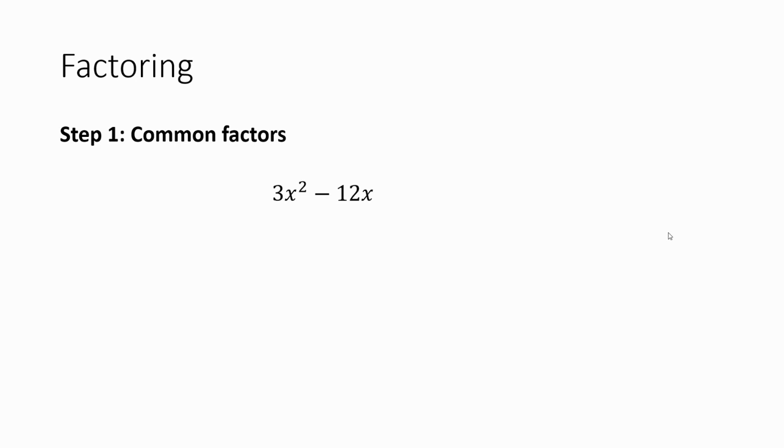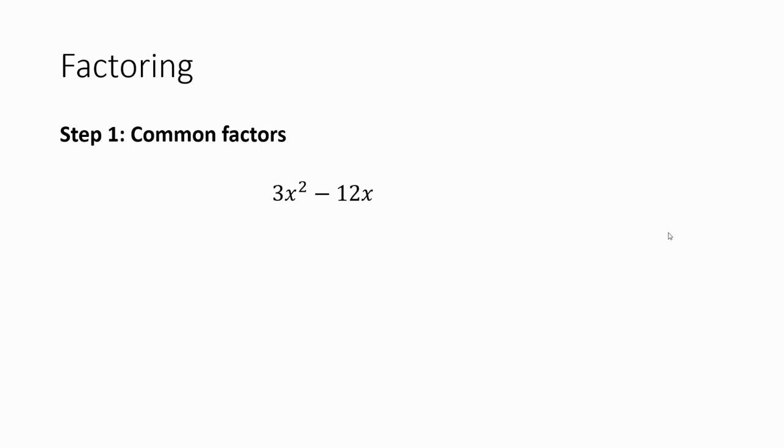So if we look at this example, 3x squared minus 12x. And my recommendation is that you start and be methodical. You start at the numbers, pull out any number factors you can, and then move to each of the different letters and pull out as many of those as you can as well.